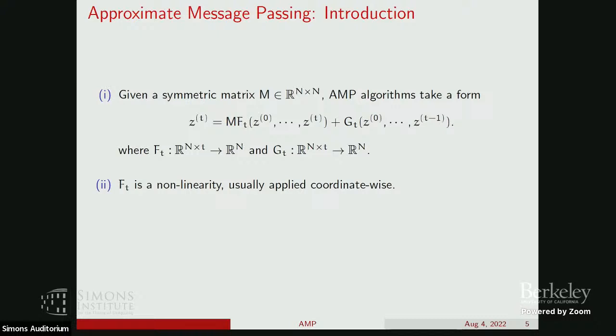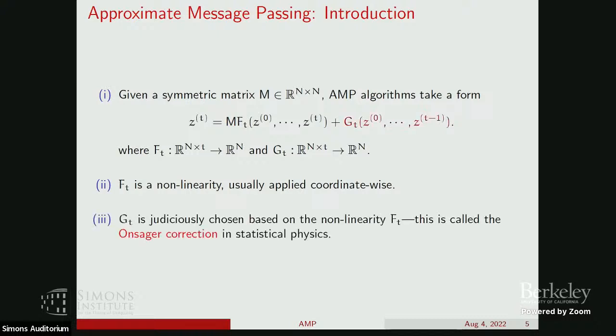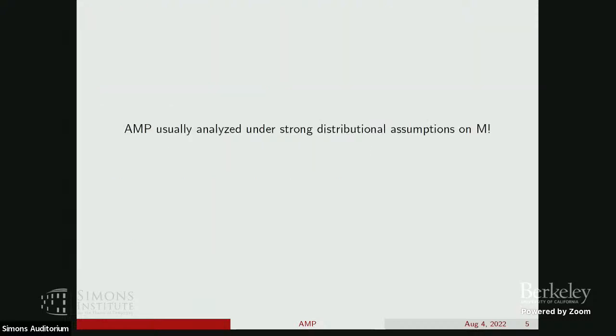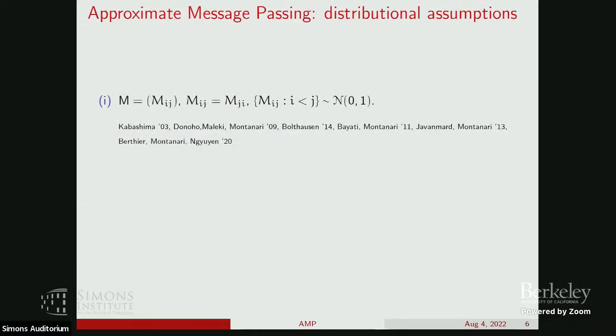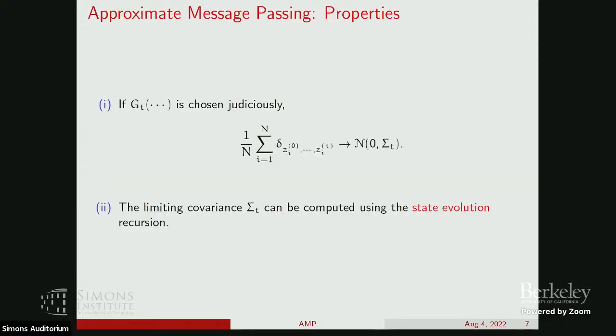So I already explained that FT here is a nonlinearity that's applied coordinate-wise. And GT is somewhat of a very special correction term. It's usually referred to as the memory term or the Onsager correction in the statistical physics world. So what is special about GT? Let me come to this in a moment.